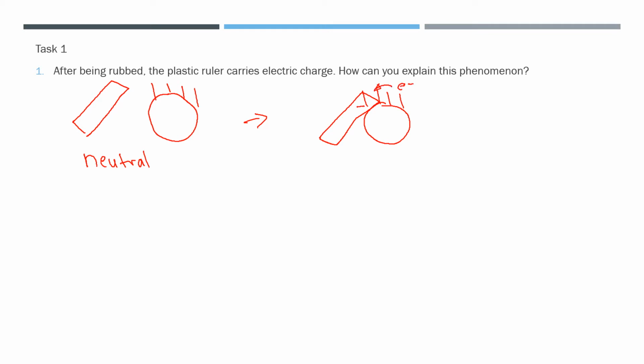That's why the ruler will be negatively charged, because the ruler gains the electrons, but the hair loses the electrons. So the charge of the ruler is negative and the charge of the hair is positive. So why can it move? To understand this phenomenon, you have to understand the triboelectric series.